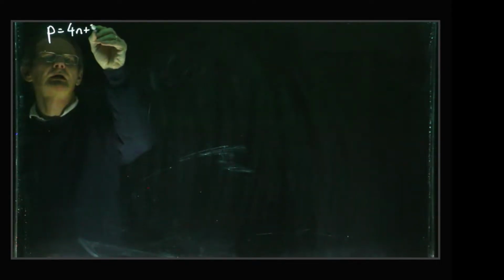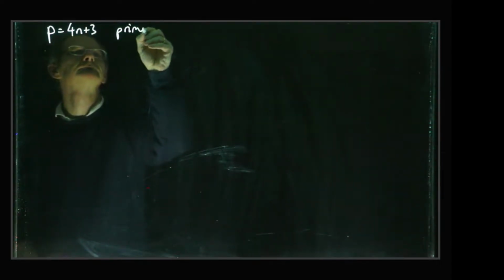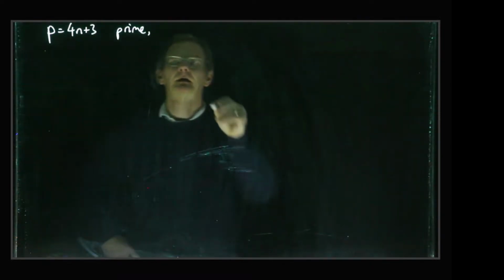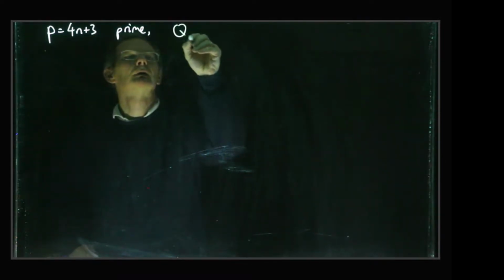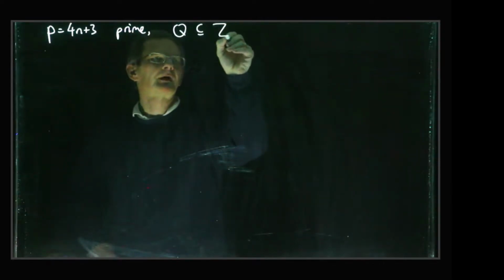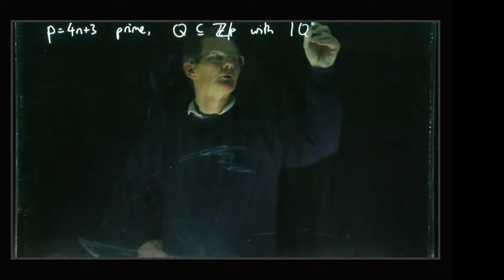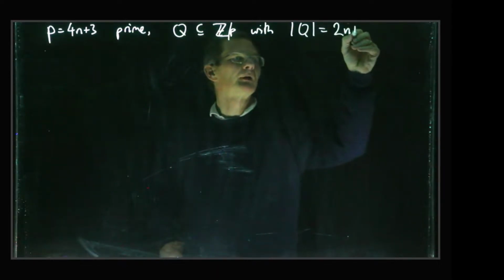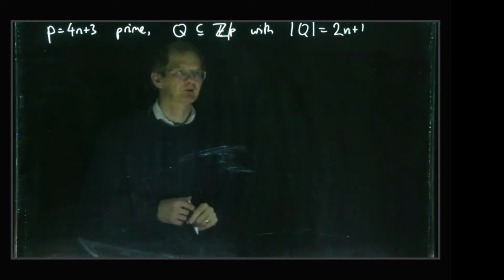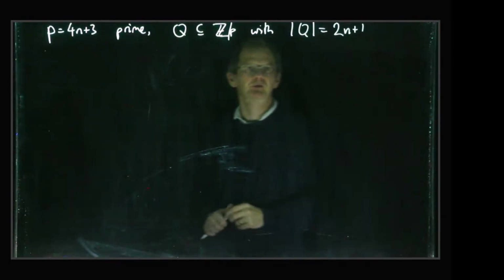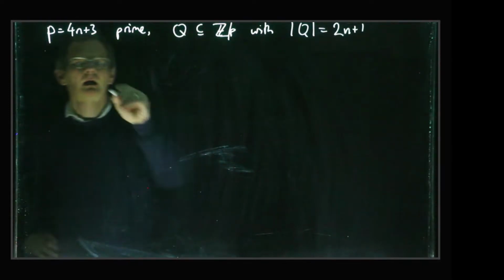So now we're ready to construct the quadratic residue block design. Let's just recall what we had in the previous video. P is 4n plus 3, which is going to be a prime number. And then we defined Q, a certain subset of Z mod P, and the size of Q was going to be 2n plus 1. Q is this set of quadratic residues, and one of the theorems we proved is that it has size 2n plus 1.